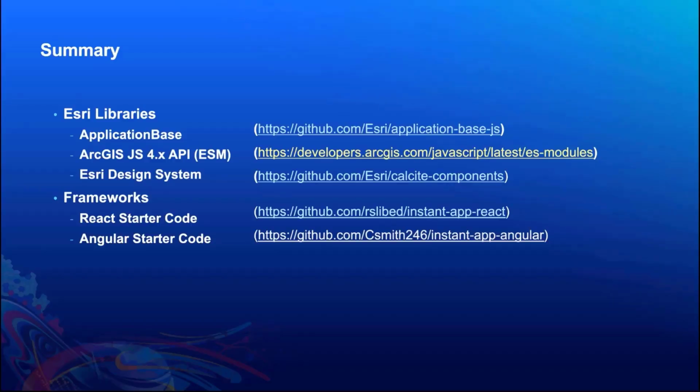So in summary, we've been introduced to these three Esri library resources: the application base, the JavaScript 4.x API with ESM modules, and the Esri Design System. We have also seen these resources combined into both a React project and an Angular project, and both of these starter code library repos are available at the GitHub links seen here.